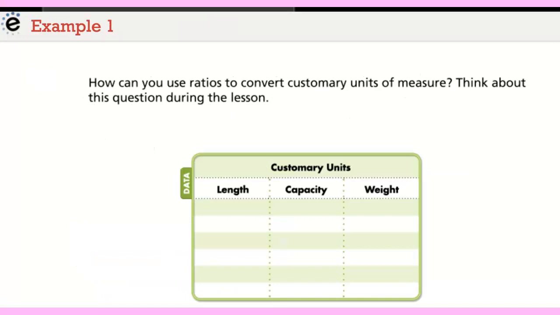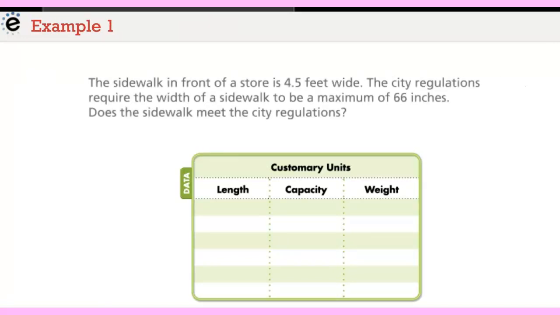Think about this question during the lesson. The sidewalk in front of a store is 4 5/10 feet wide. The city regulations require the width of a sidewalk to be a maximum of 66 inches. Does the sidewalk meet the city regulations?